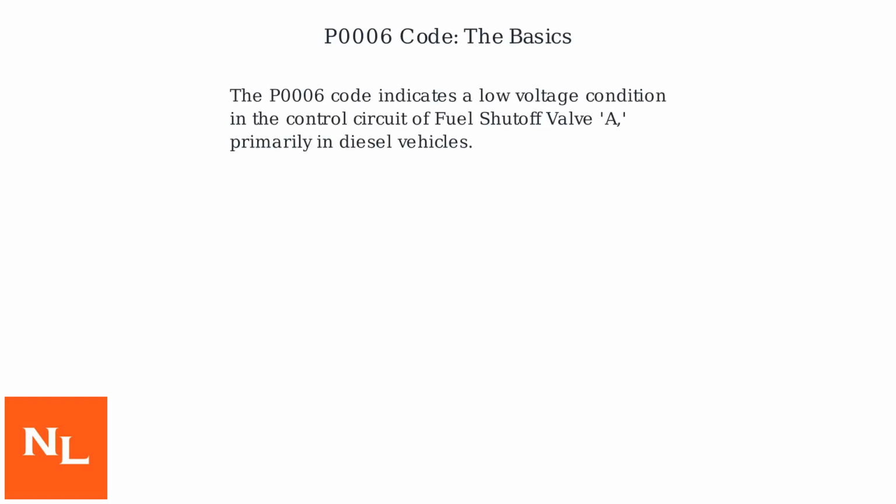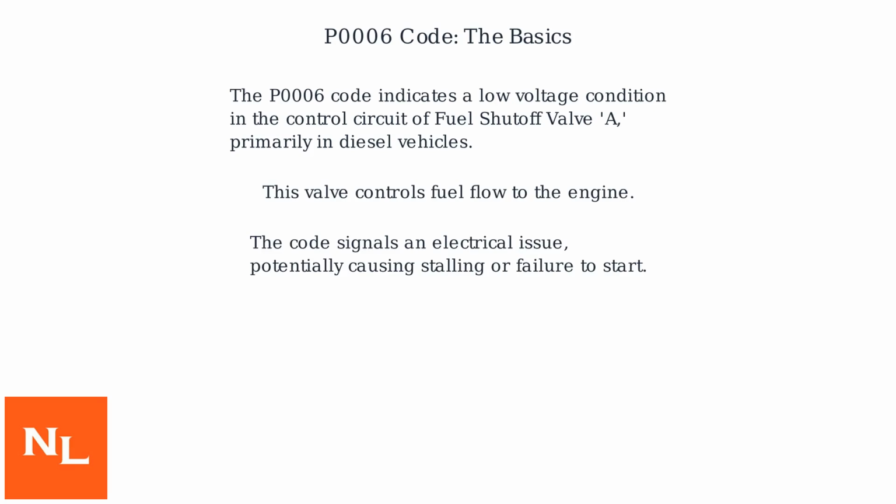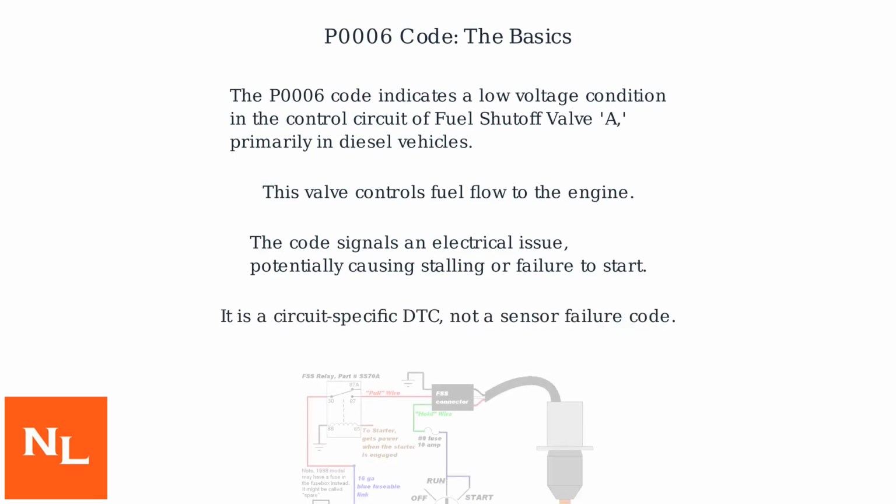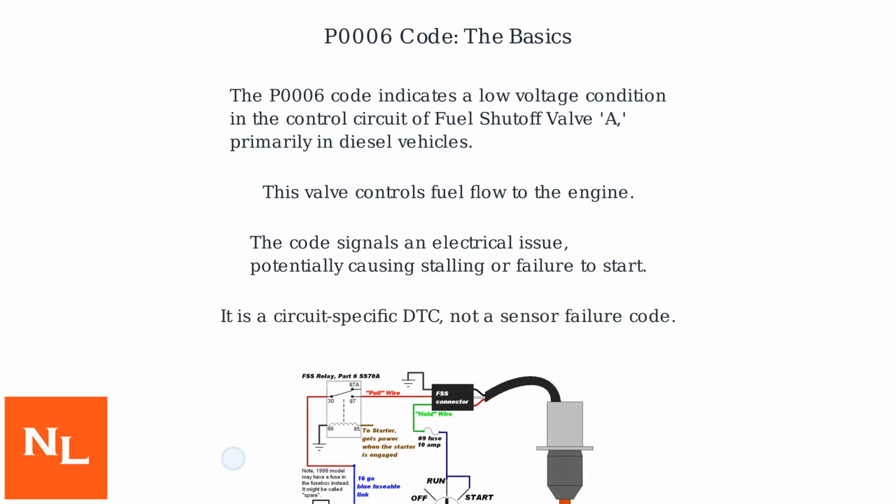The P0006 code indicates a low-voltage condition in the control circuit of fuel shutoff valve A, primarily in diesel vehicles. This valve controls fuel flow to the engine. The code signals an electrical issue, potentially causing stalling or failure to start. It is a circuit-specific DTC, not a sensor failure code.